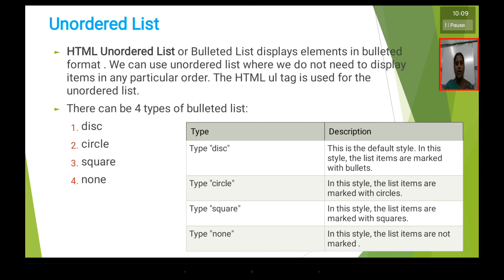Then another one is the unordered list. In an unordered list we cannot mention the starting number, but we can mention the type of the unordered list. In HTML, only four types are available: disc, circle, square, none. If you do not want to specify any of these styles, you can mention none. Suppose you have to specify the disc. It is a filled circle.